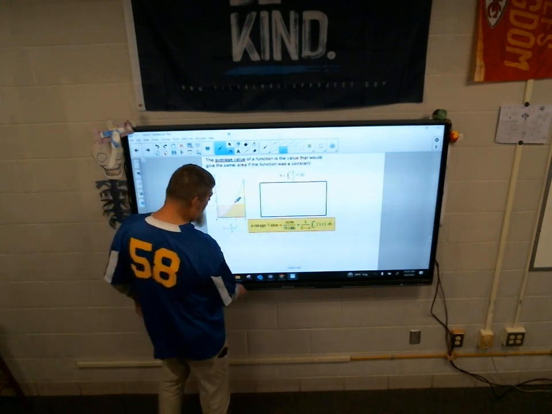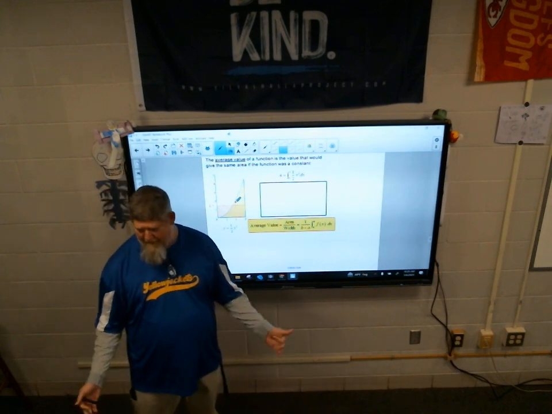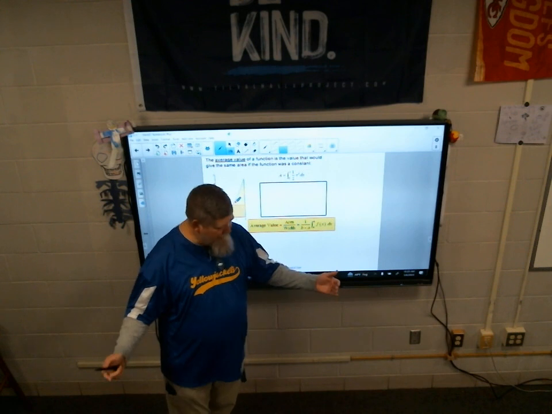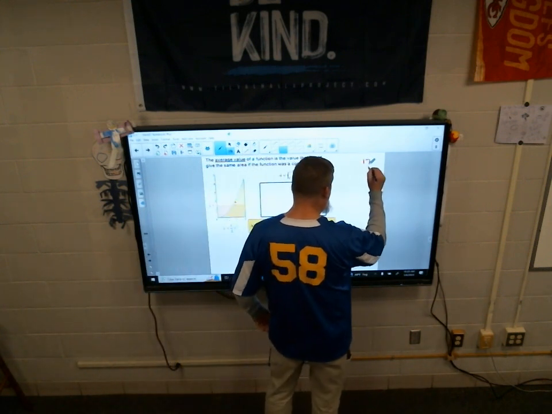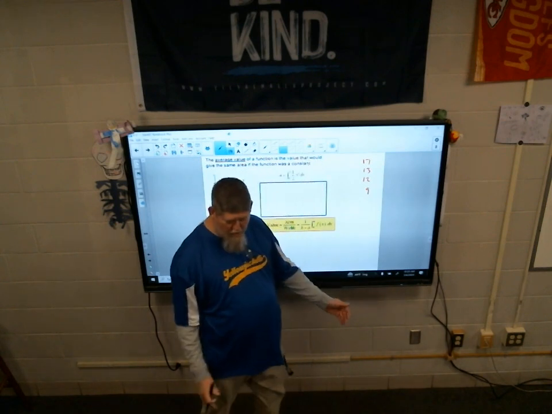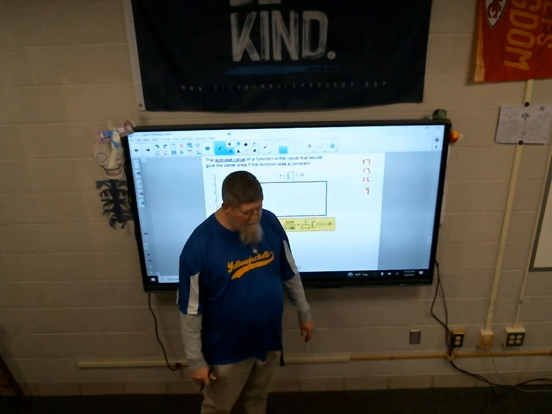So the way we find it is, how do you find average? If I have 4 numbers, if I have 17, 13, 12, and 9, the number of goals Sam scored in the last four games.